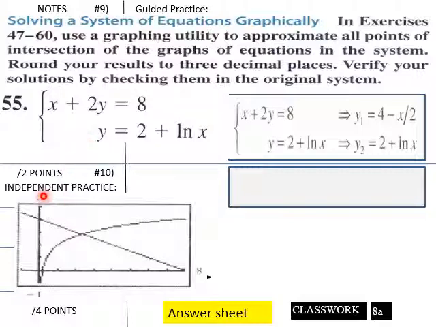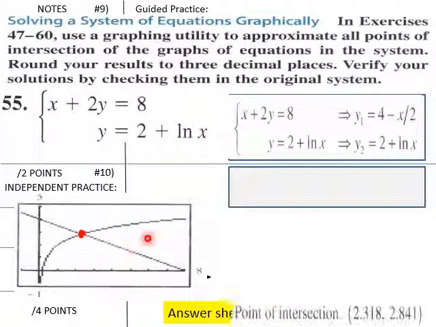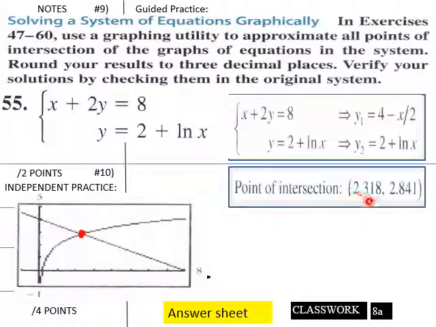So when we graph these, this is our line here for 4 minus x over 2. And then this would be our natural log curve up here. And so right there, that would be our solution. The point of intersection would be (2.318, 2.841). To find that algebraically would be a little difficult, but when you use the intersect feature of your graphing calculator, that comes right out real nice.